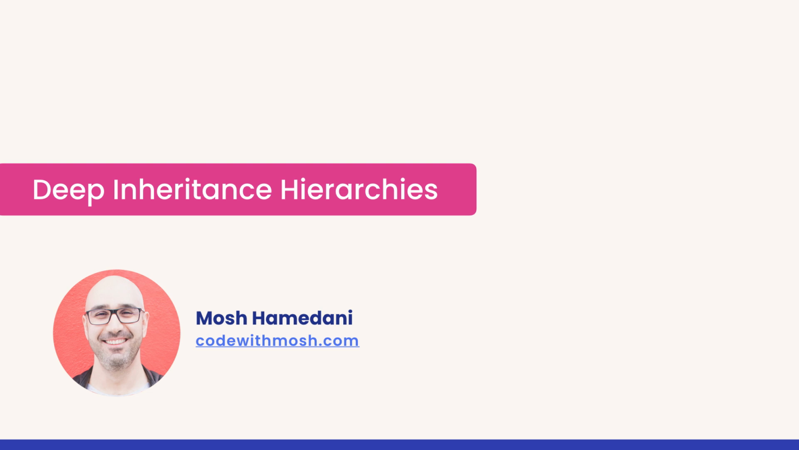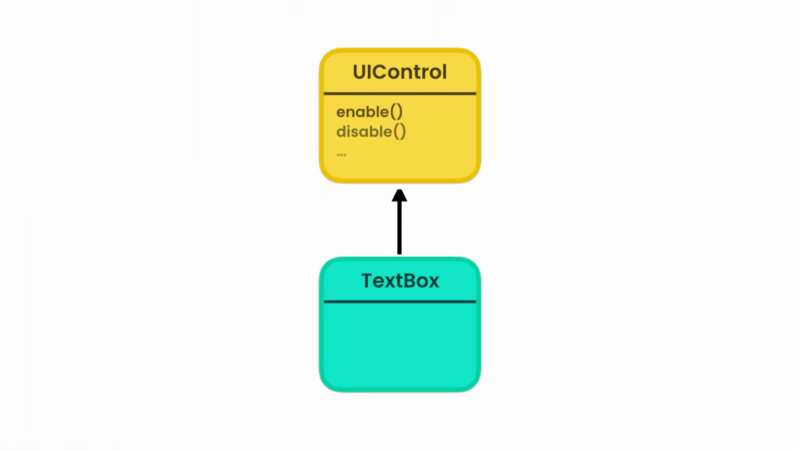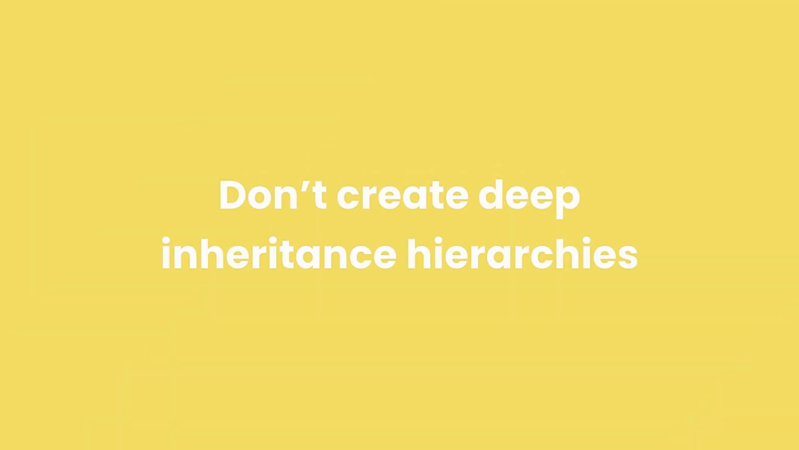So you have seen the benefits of inheritance. With inheritance, we can reuse code and achieve polymorphic behavior. And that's great. However, as I always say, too much of a good thing is a bad thing. So do not create deep inheritance hierarchies. This is one of the common mistakes that a lot of people new to inheritance make.